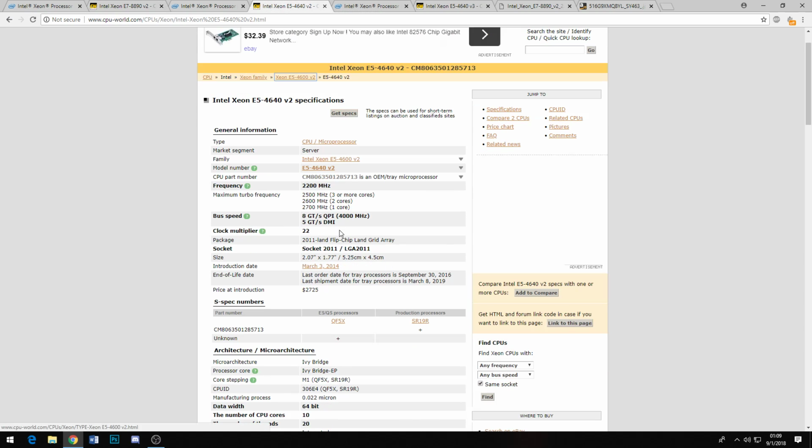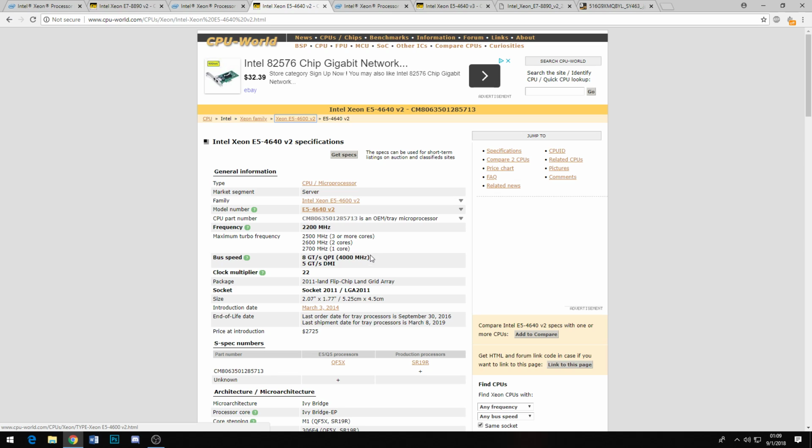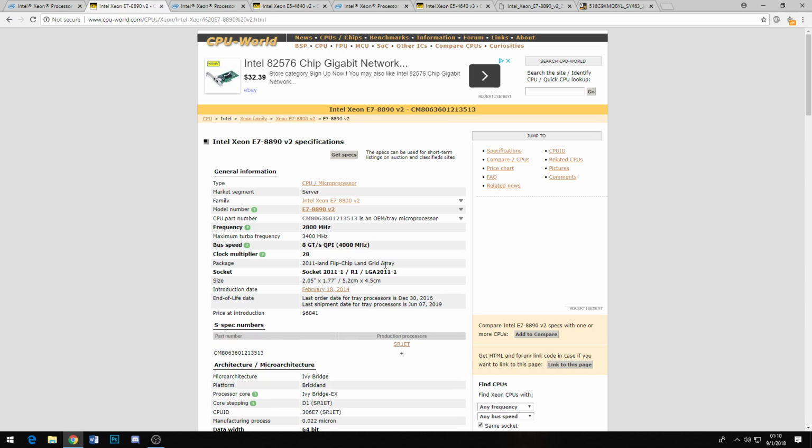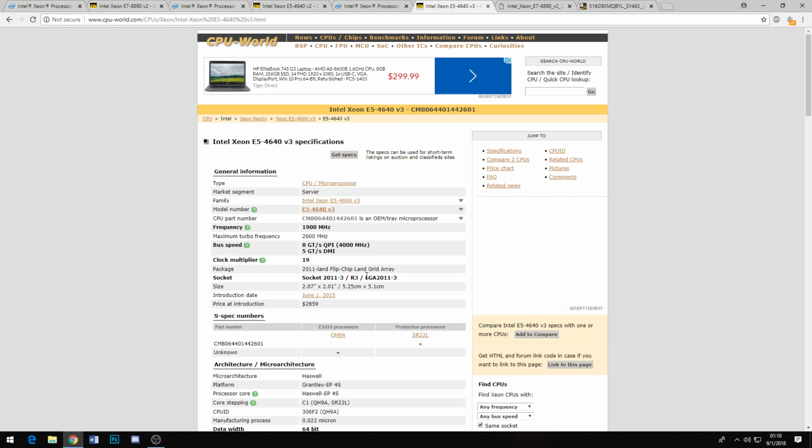So these E5 4640 V2s, or that generation anyway, E5 V2s, E5 V1, are going to go on FCLGA 2011-0. Okay? And these E7s are going to go on LGA 2011-1. And these V3s are going to go on, depending on where you look, LGA 2011-3 or -2. I've seen those two used interchangeably.